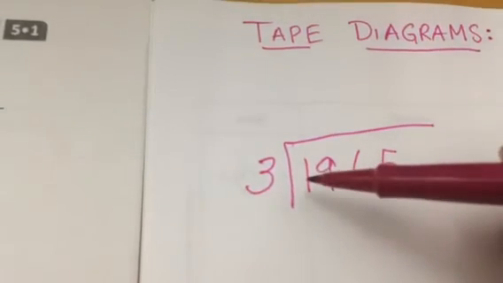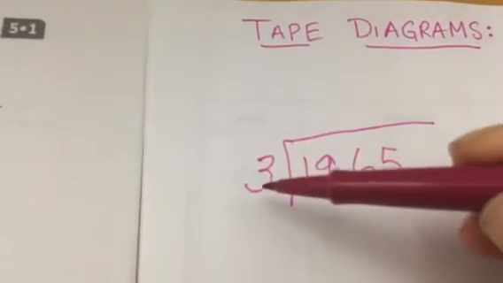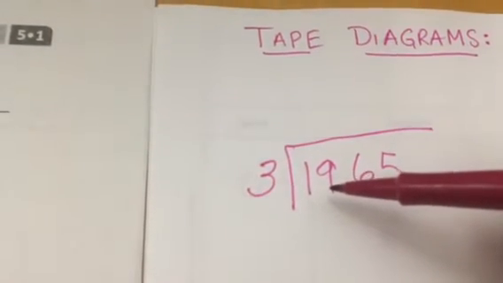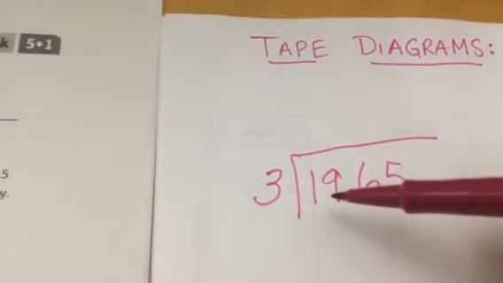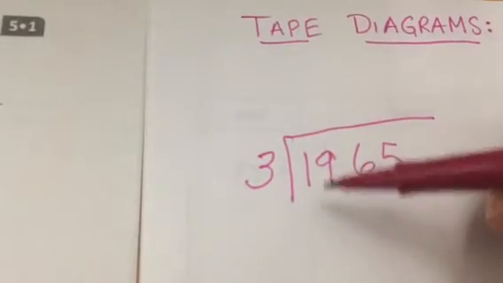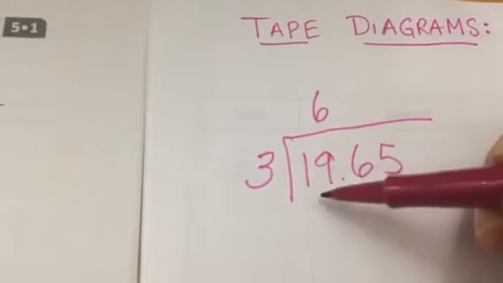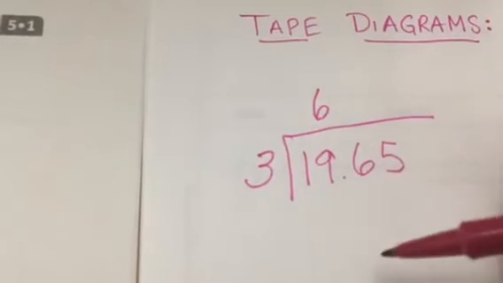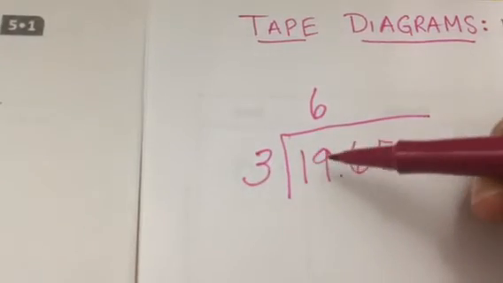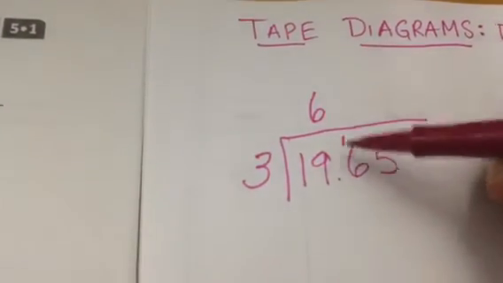I know 3 can't go into 1. If you like to put a 0 there, feel free. You don't have to. 3 goes into 19, and I think to myself, how many times does 3 go into 19? I know it's not 5. That would be 15, but I can get closer. 3 times 6 is 18. That's close. I could write it down, but I can keep that in my head. I know 19 minus 18 is 1. I put that right there.